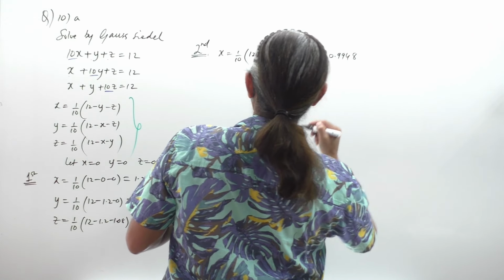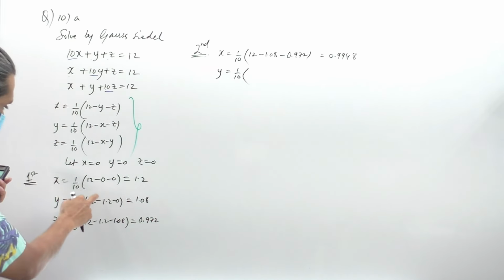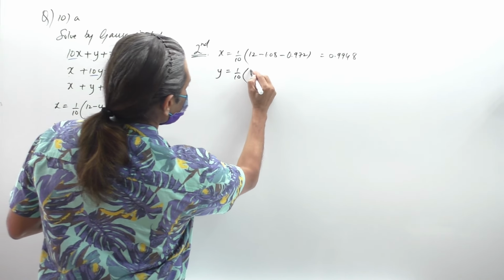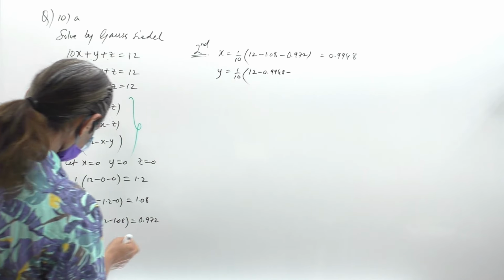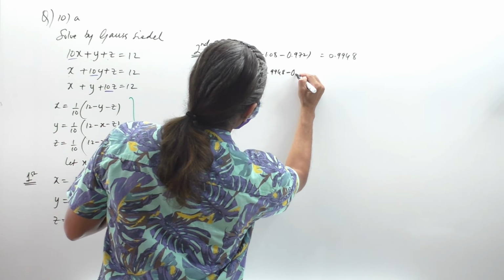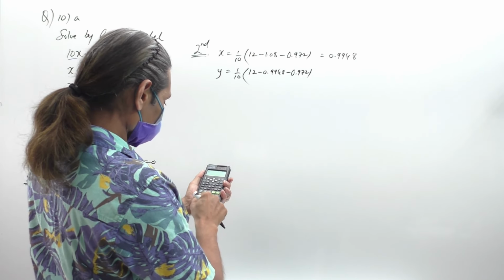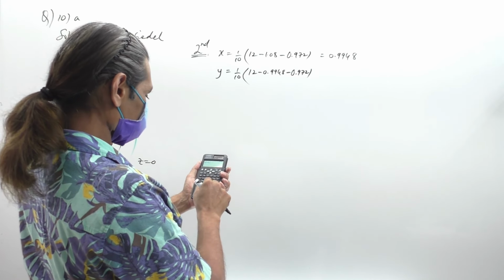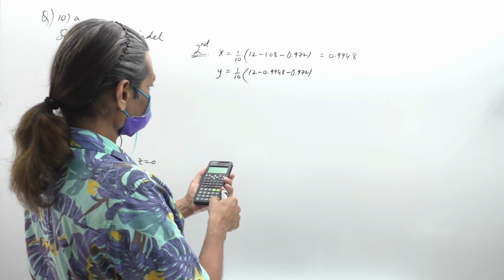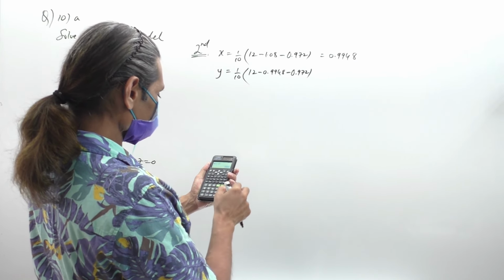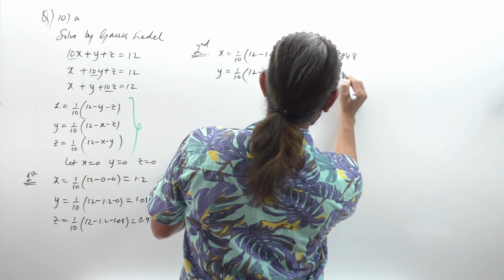Take all the simplest, minimum 4 to 5 decimal places. Then similarly y is equal to 1 by 10, 12 minus x minus z. So 12 minus new x, 0.9948, minus z, which was 0.972. So that will be 12 minus 0.9948 minus 0.972, divided by 10, equals 1.00003332.